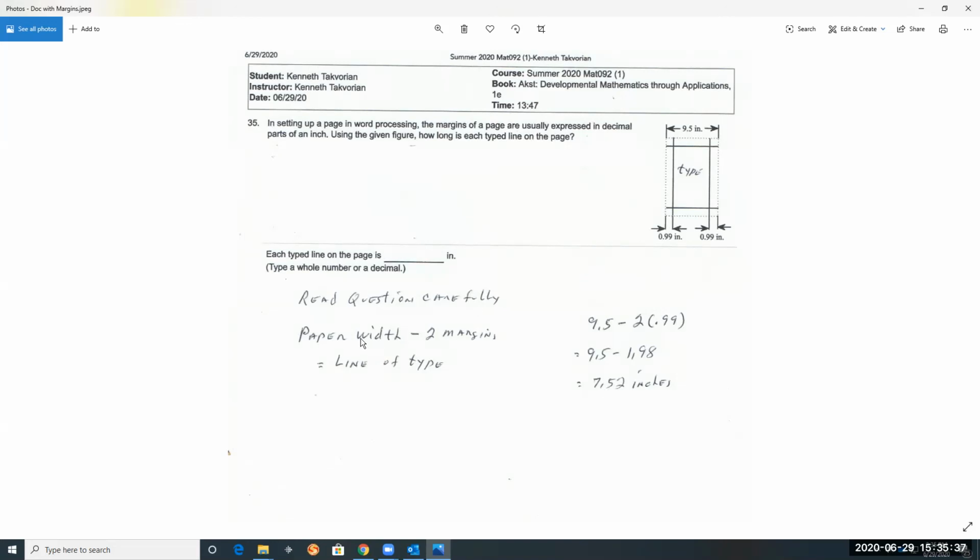To find the space in which we are writing, the line of type, you take the total paper width from one end to the other, subtract from it the margin on the left and the margin on the right. They are both 0.99, so we're going to take 0.99 times 2 and subtract that from the total width of the paper. So that's 9.5 minus 1.98, or the space we're allowed to write in is 7.52 inches.